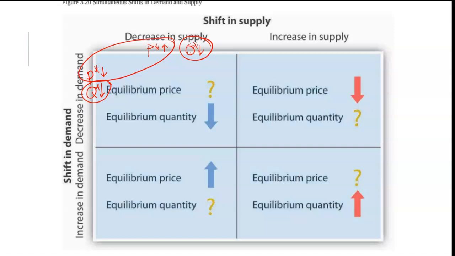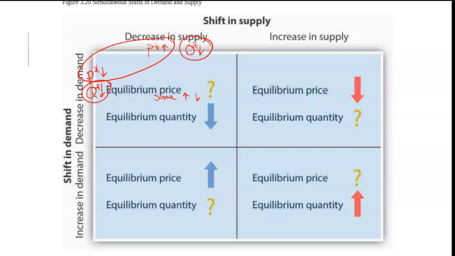Because a decrease in supply is going to cause price to go up, and a decrease in demand is going to cause price to go down. We could end up with the same price, we could end up with an increased price, or we could end up with a decreased price. If we know supply and demand are both going down, our prediction for price is question mark. It's ambiguous. We don't know what's going to happen.